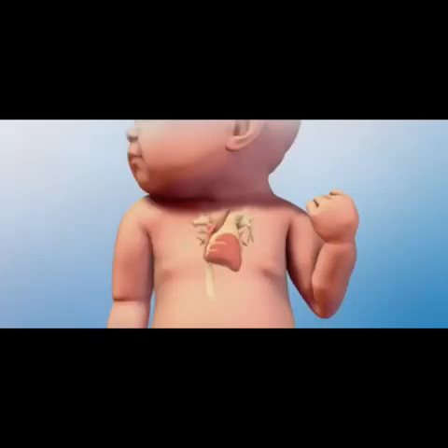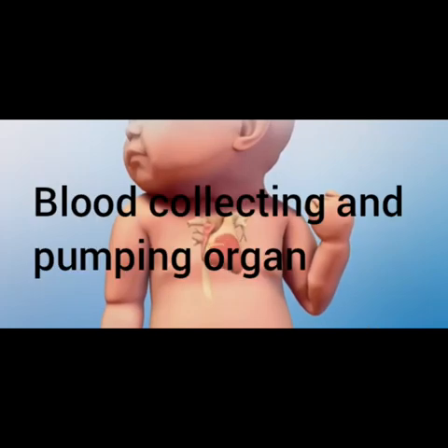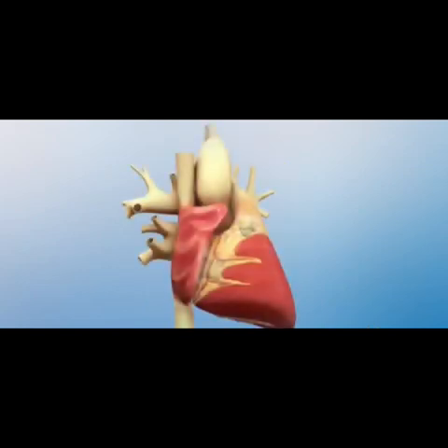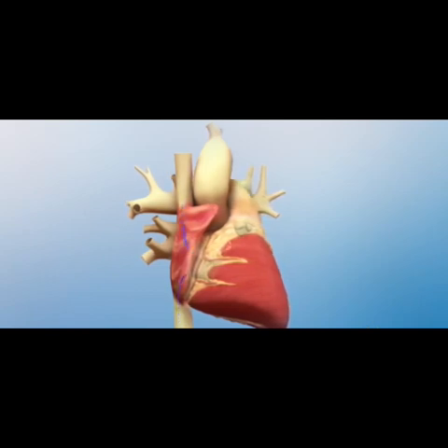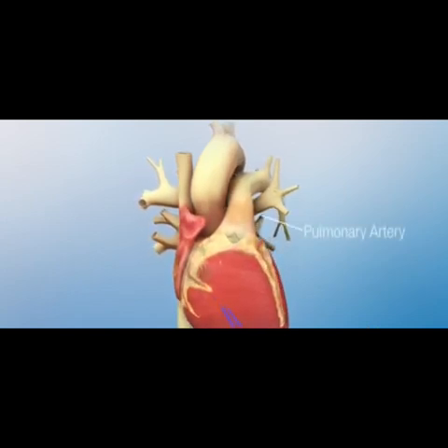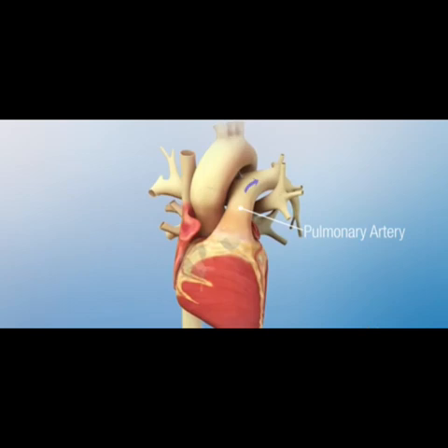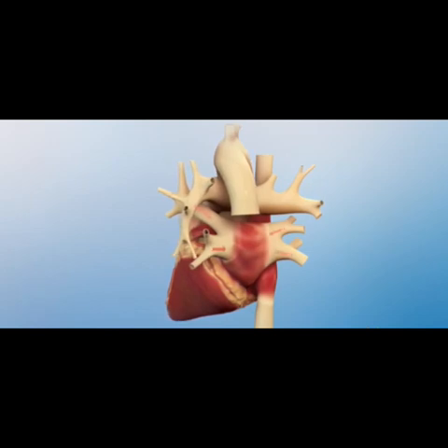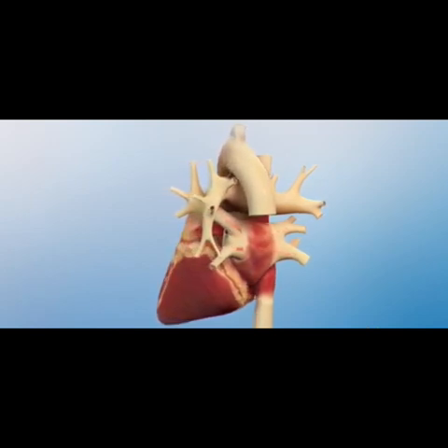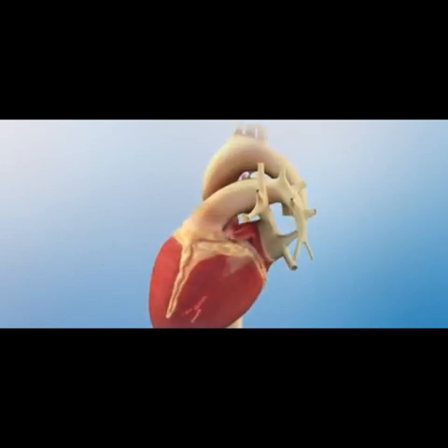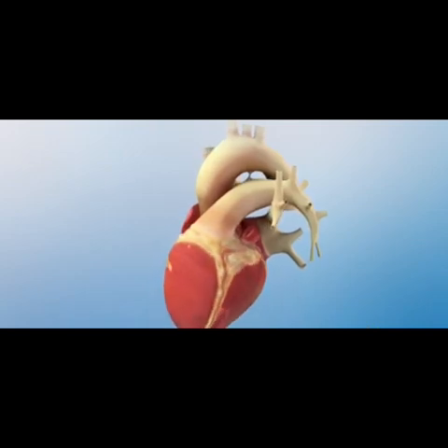What is the function of the heart? Heart is a blood collecting and pumping organ. It collects carbon dioxide containing deoxygenated or impure blood on the right side. The blue arrows you see are the flowing path of deoxygenated blood. It collects and pumps O2 containing oxygenated or pure blood on the left side. The red arrow marks show the flowing pathway of oxygenated blood through the heart.